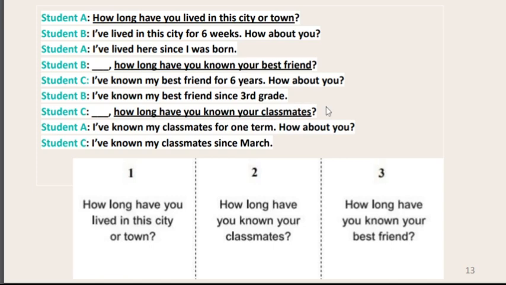Student C, A, how long have you known your classmates? A, I've known my classmates for 1 term. How about you? Student C, I've known my classmates since March.